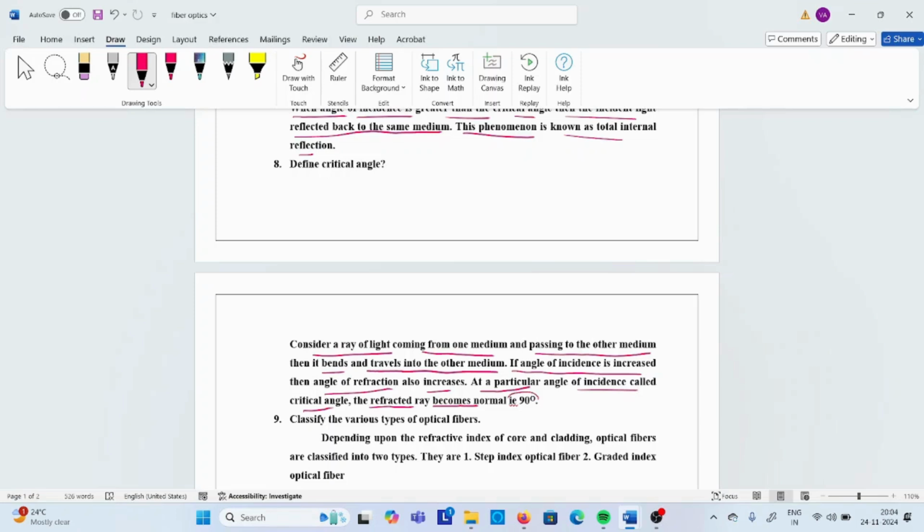Now, in this situation, whenever the angle of refraction becomes 90 degrees, the respective angle of incidence is called the critical angle, which is a very important condition for getting total internal reflection.